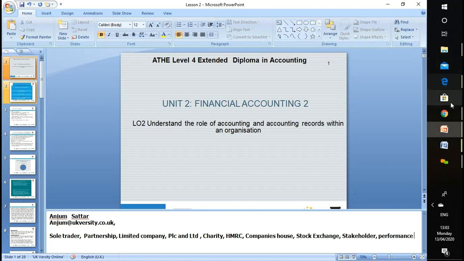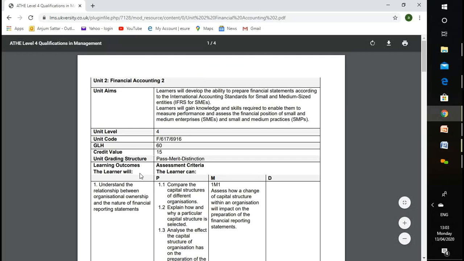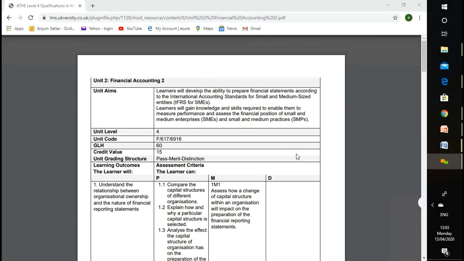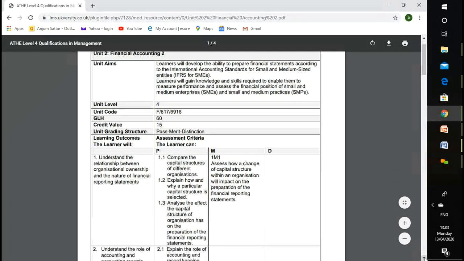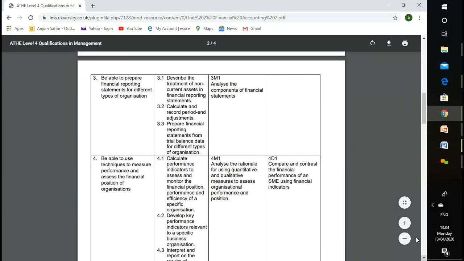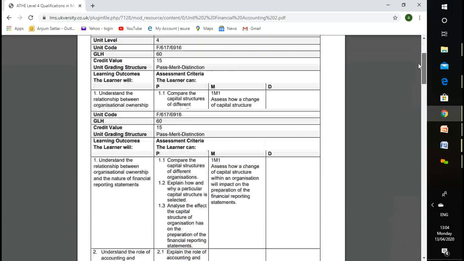So today's lesson will go through LO2. Before starting our lesson, we'll first recap what we learned during our previous lesson. During lesson 1, we discussed the relationship between organization ownership and the nature of the financial reporting. We discussed the capital structure of different organizations: sole trader, partnership, limited company. We discussed how many types of financial statements we prepare in accounts, 4 types during lesson 1.